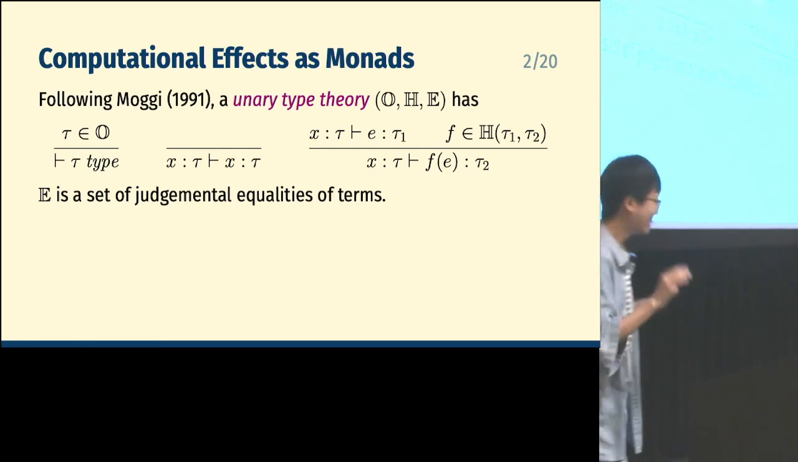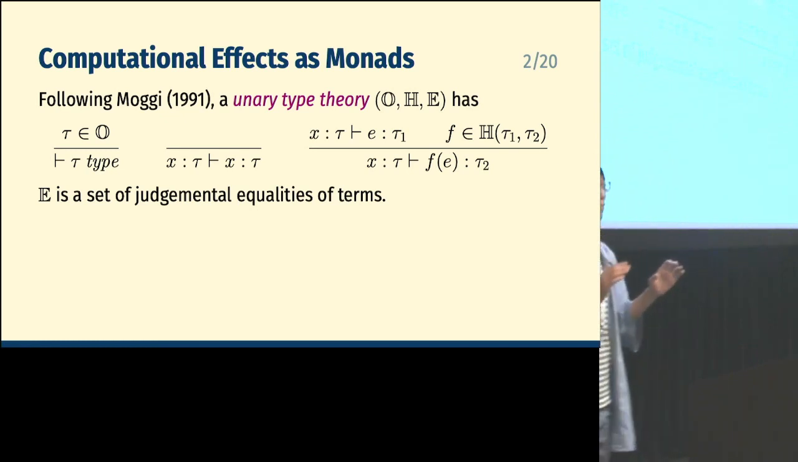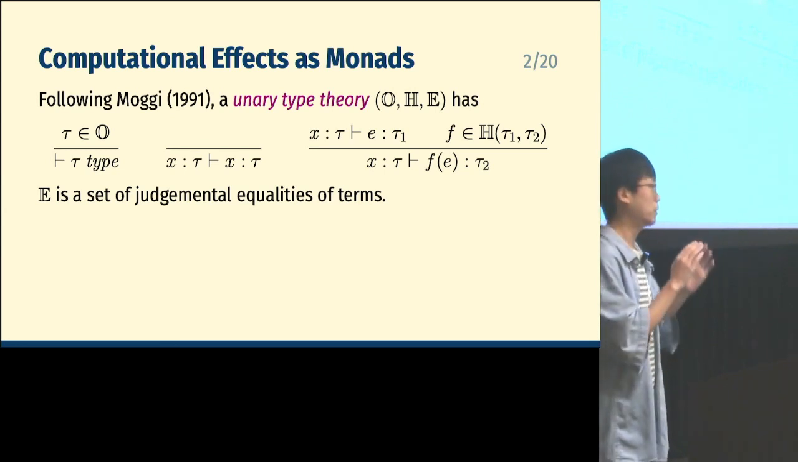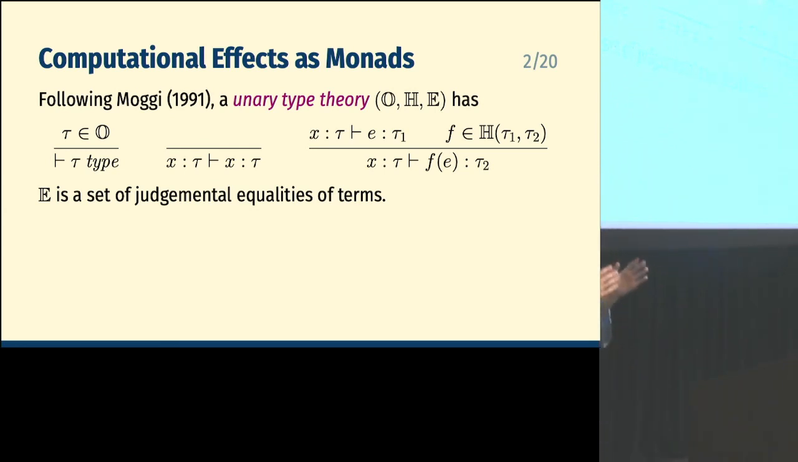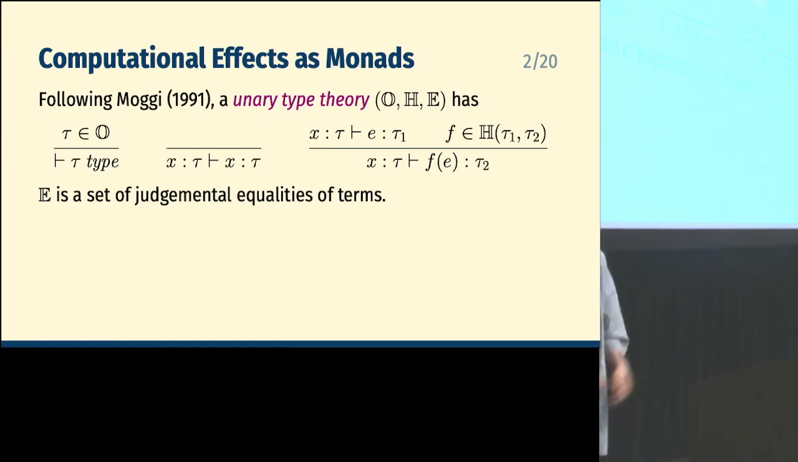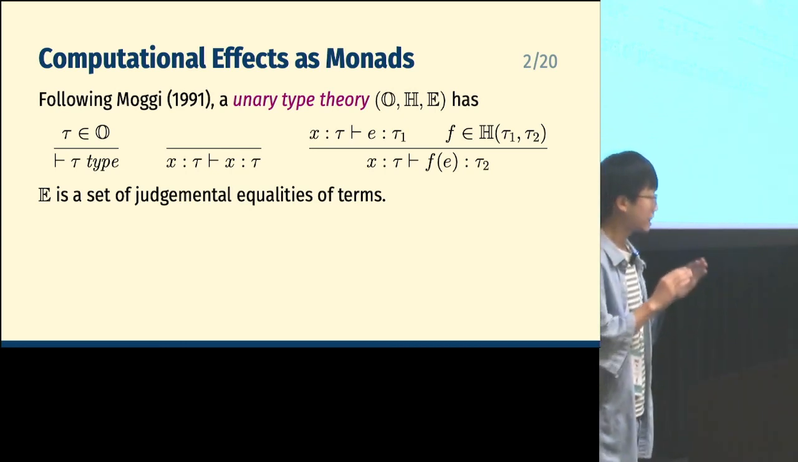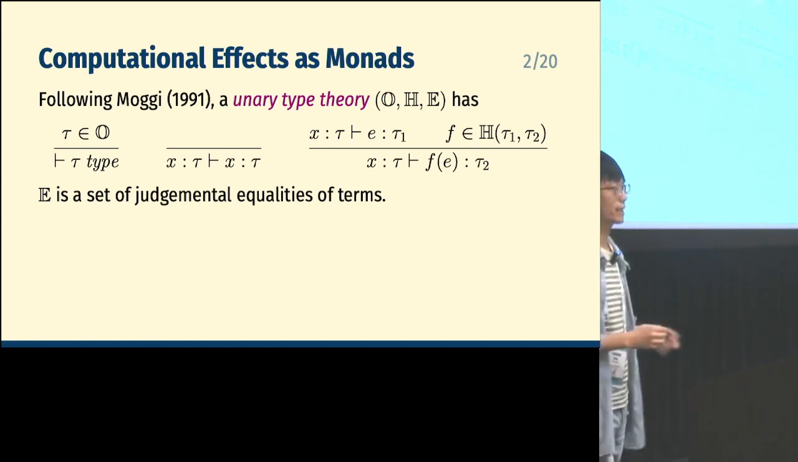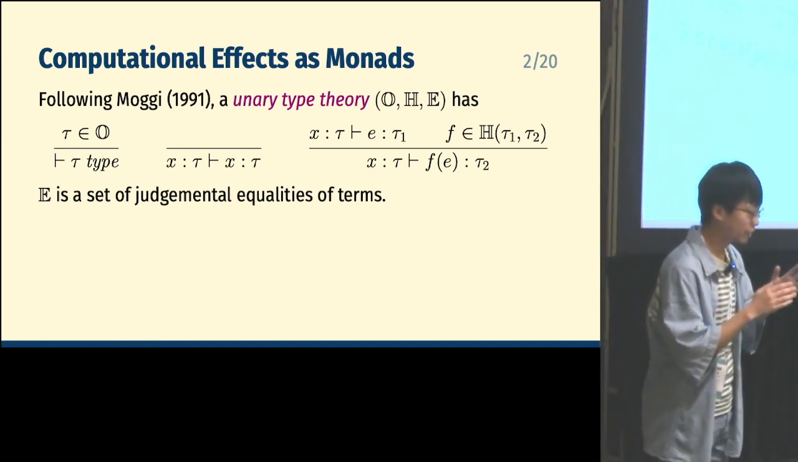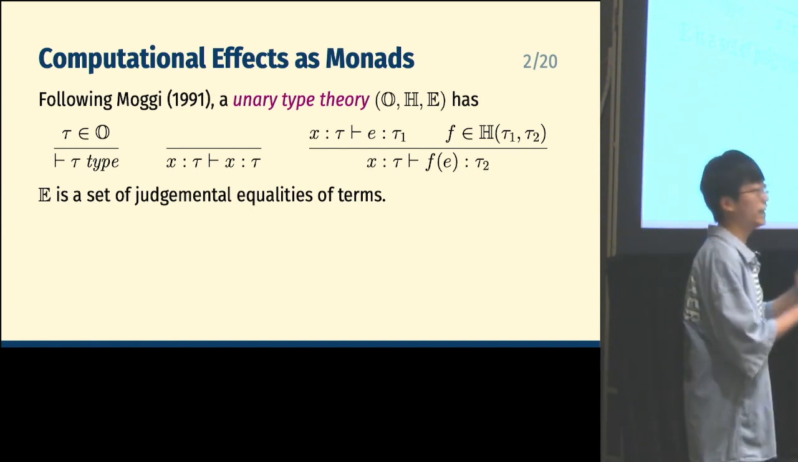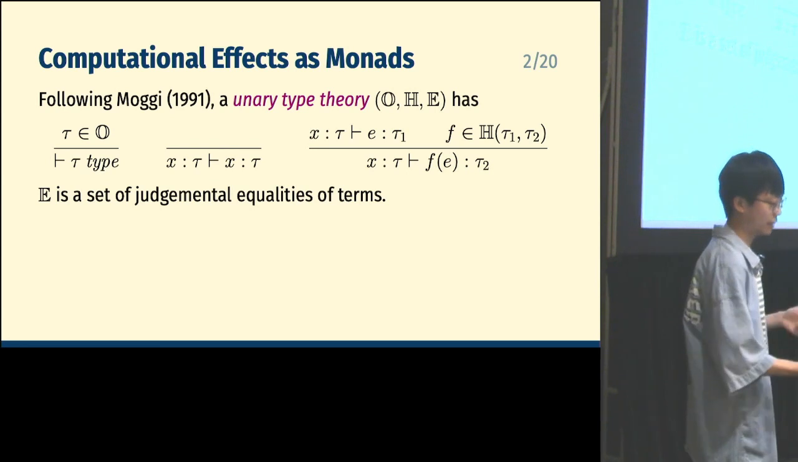An Eulerian type theory has three things. It has a set of base types, O, a family of sets of primitive terms, H, and a set of judgmental equalities, E. This type theory is extremely simple. It has only three rules. The only type formation rule is using a base type. And the only two term formation rules are either using a variable from the context or using a primitive term from the set H. And E is a set of judgmental equalities between terms of this language.